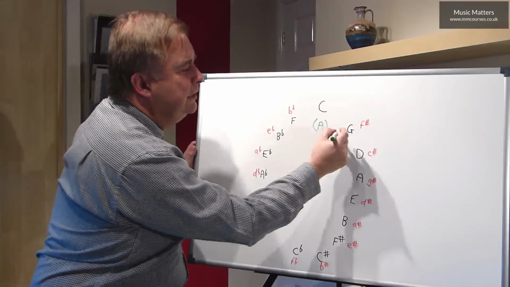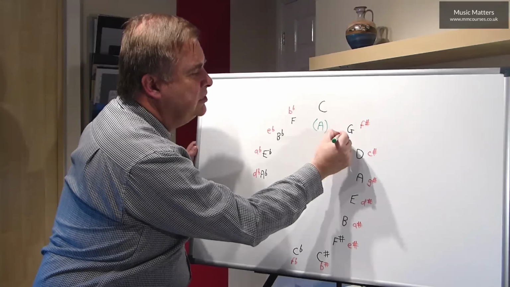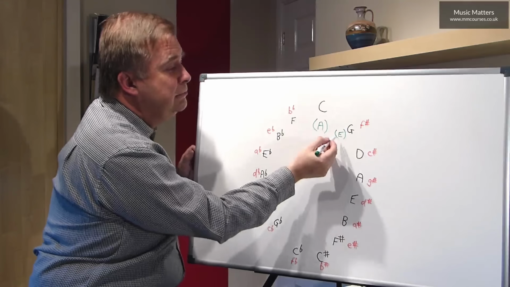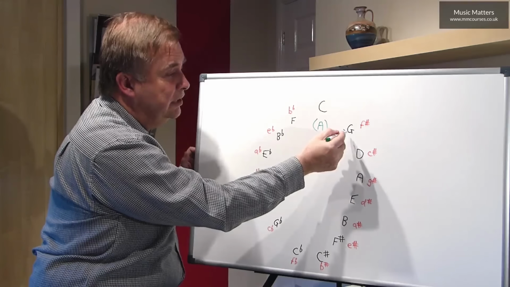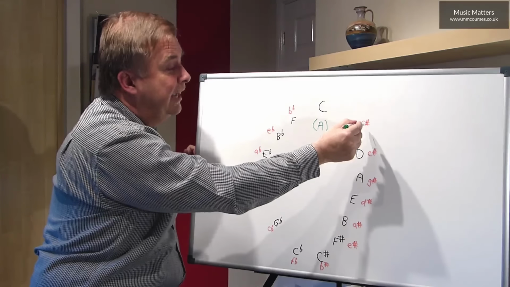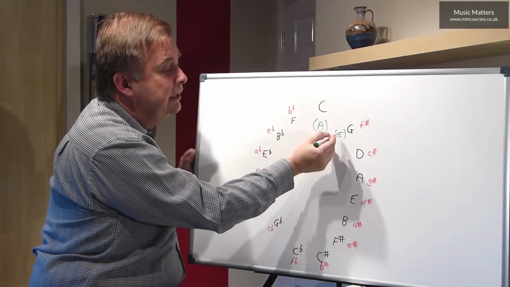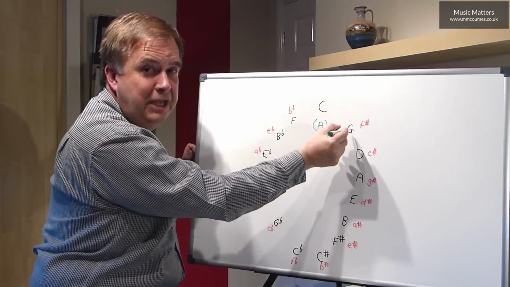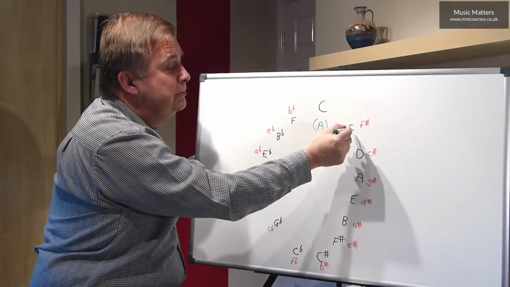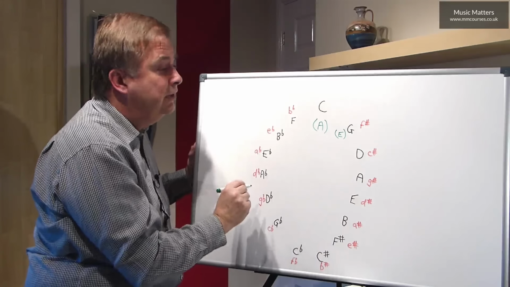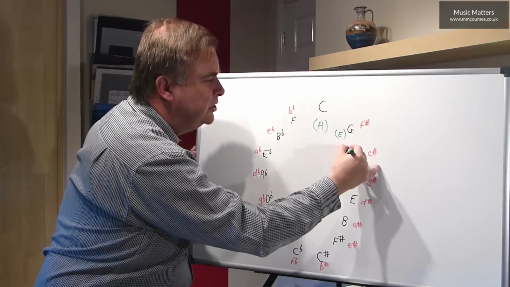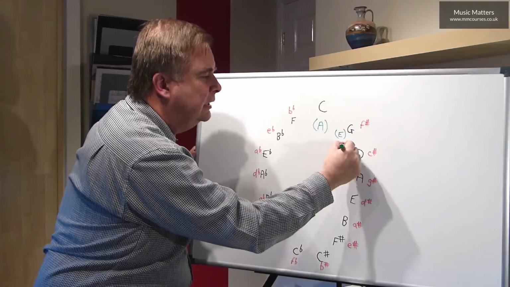If I go down 3 from G, I come to E minor. So E minor, like G major, has a key signature of F sharp. E minor is the relative minor of G major. Or you could say G major is the relative major of E minor. Let's whiz on and just count down in thirds.